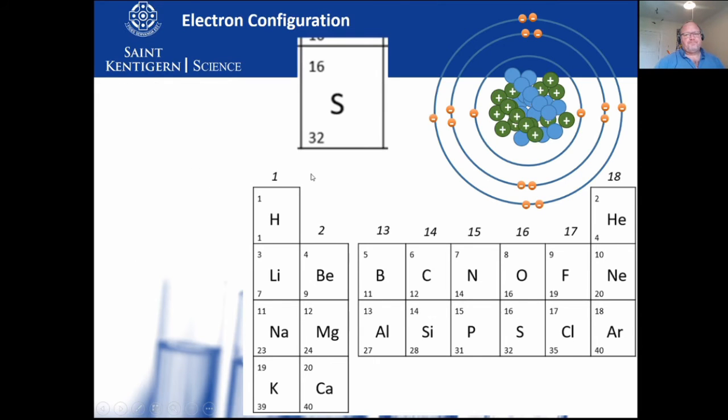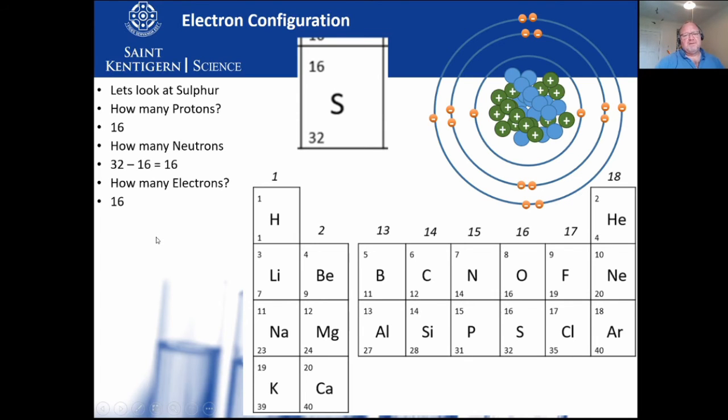Okay, sulfur. Sulfur is how many protons? 16. How many electrons? 16. And how many neutrons? 32 minus 16 is 16. Now let's look at sulfur. Sulfur is in group 16. Okay, lots of 16s in this, but anyways, it's in group 16. How many electrons in the valence shell? 6. So we're going to have 2, 8, 6. Okay, easy peasy.